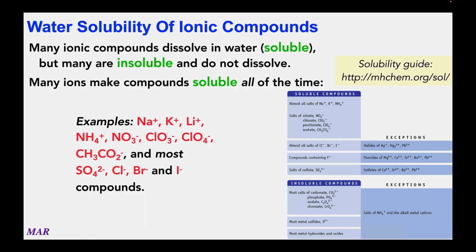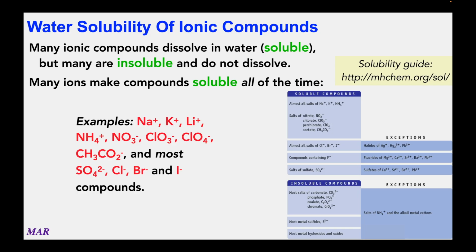The solubility guide can also be found in several labs we're going to do. It is available online at mhchem.org/SOL. So if you go to that website, you'll see the solubility guide, no problem. There are a couple of ions you should just know that are always going to be AQ: sodium, potassium, lithium, ammonium, nitrate. Those 5 especially. If you know chlorate and all those things, that's great.